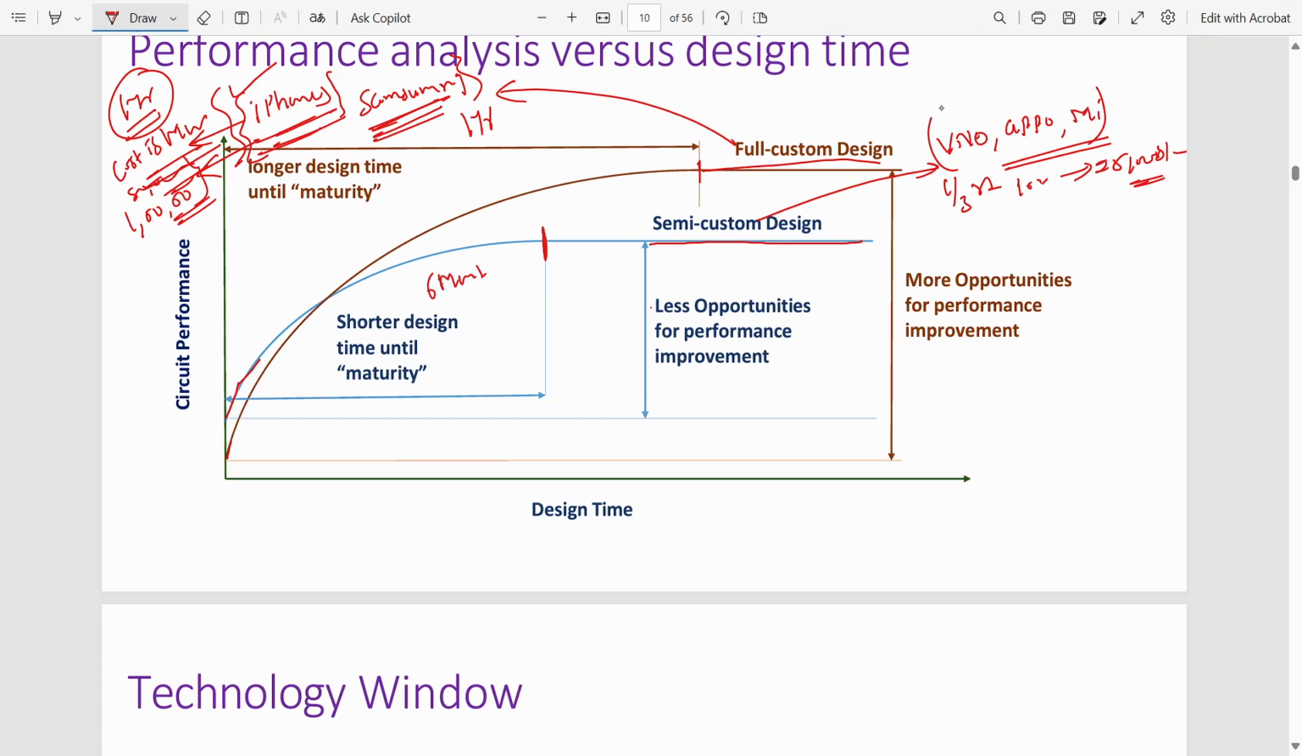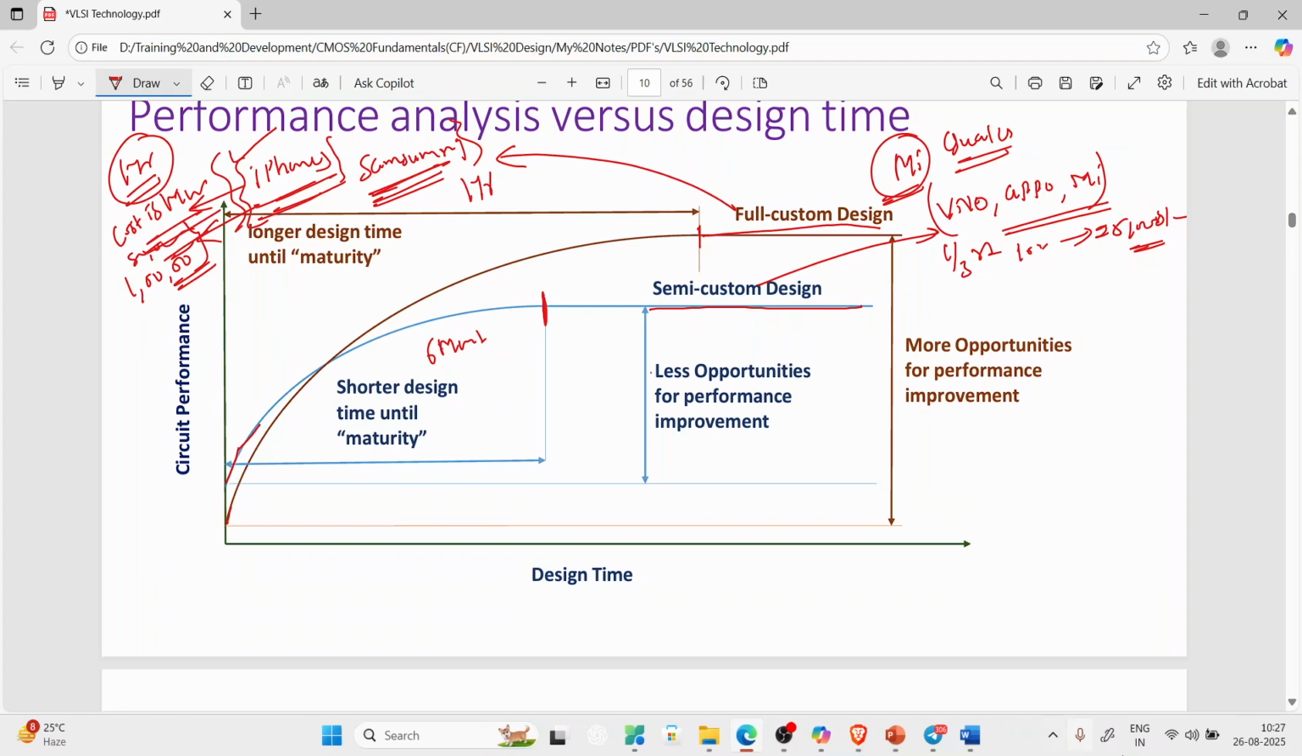Whereas these people take whatever standard cells are available. Suppose there is an MI phone. What will they do? They will take the processor from Qualcomm, the Qualcomm Snapdragon processor. Different modules that are already available, they take and make into a system. So this is about full custom and semi-custom design. Hope you understood the difference between full custom and semi-custom design. Give response.